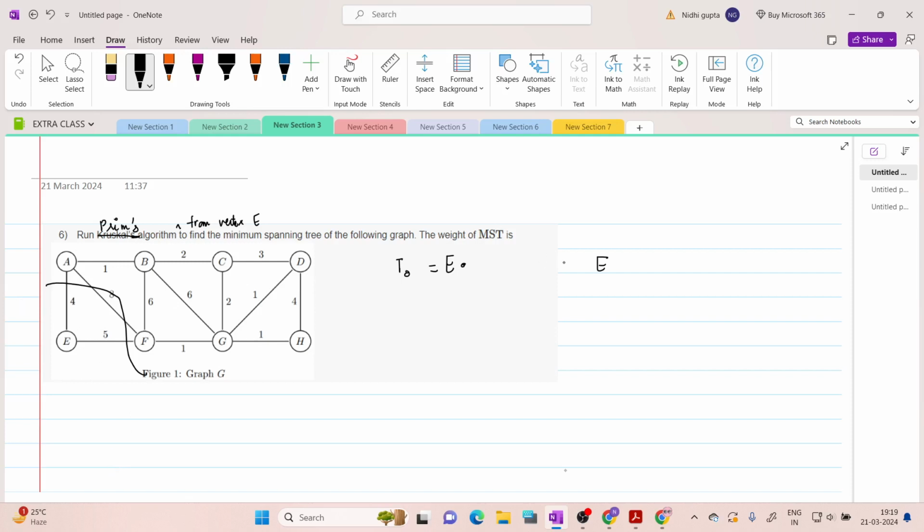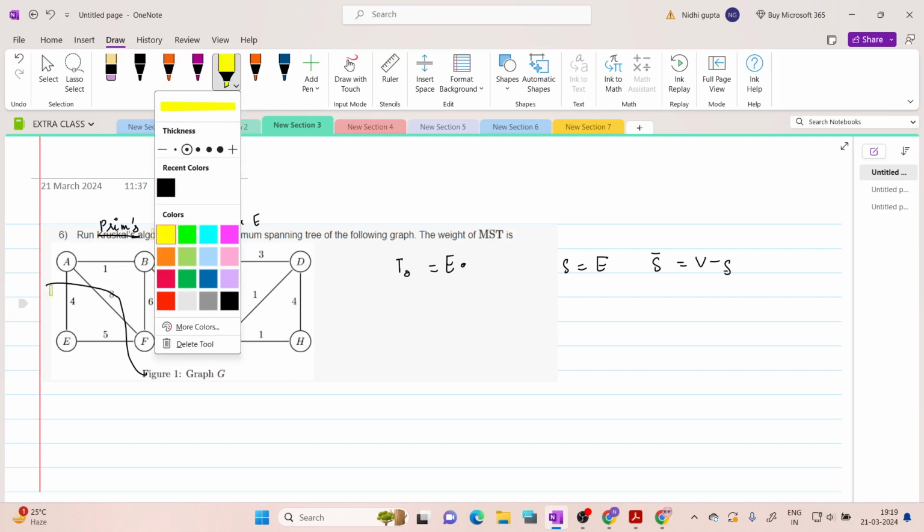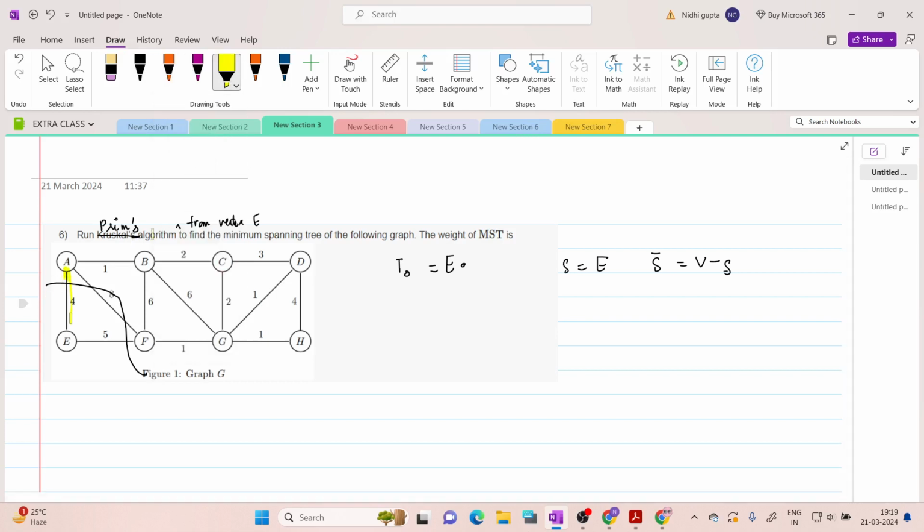So S is equal to E and S bar is equal to V minus E. So it is 4, because the only edges are EA and EF, and EA is the smaller, so we'll add this edge in our minimum spanning tree. So our first edge is EA.